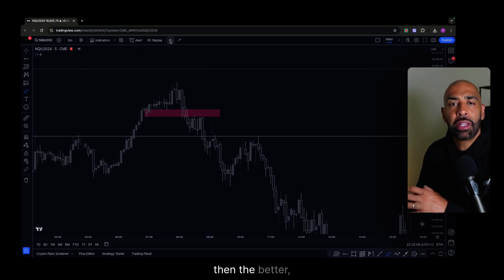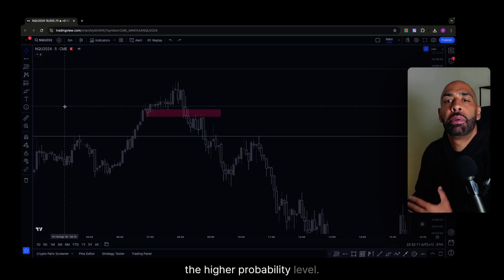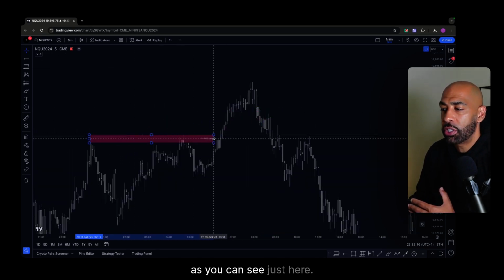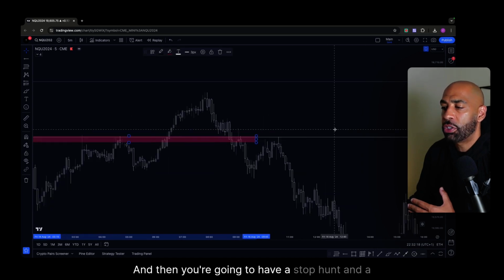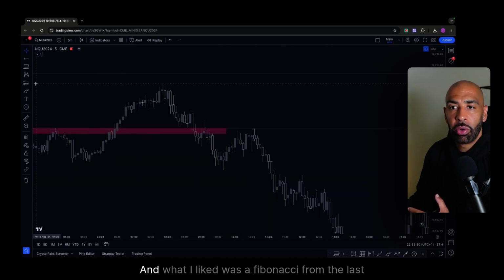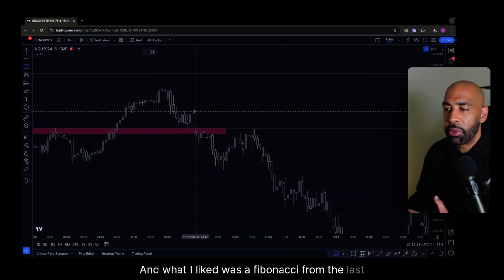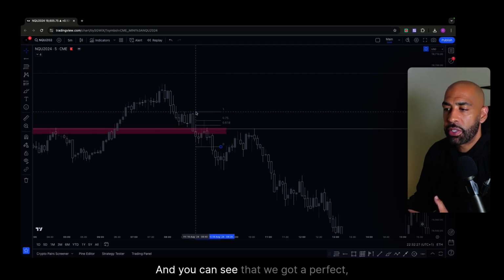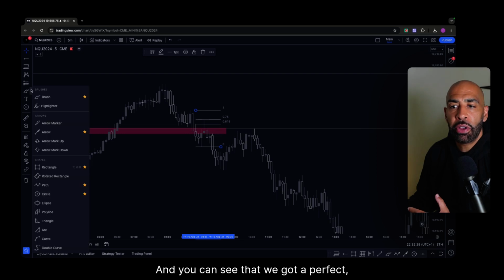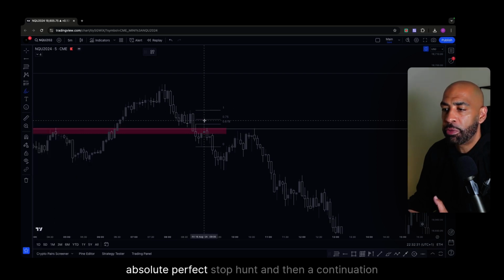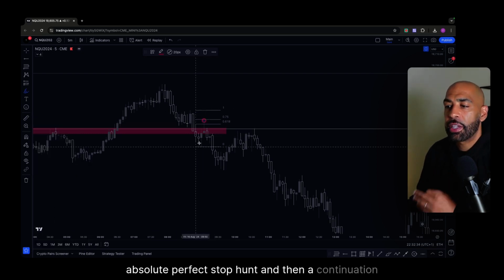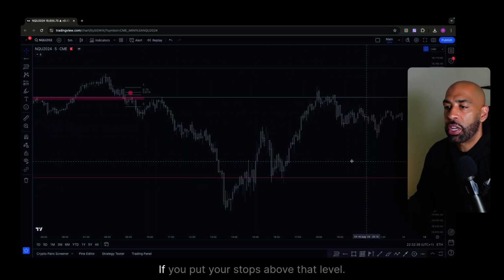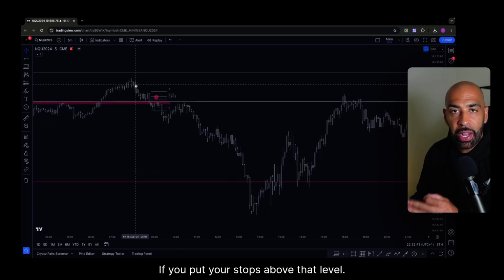But if you're wanting the higher probability level, you're going to wait for these highs to be broken, as you can see just here. And then you're going to have a stop hunt and a retest. And what I liked was a Fibonacci from the last local high on the 5-minute to the local low. And you can see that we got a perfect, absolutely perfect stop hunt and then a continuation to the downside, which gave us an 8R if you put your stops above that level.